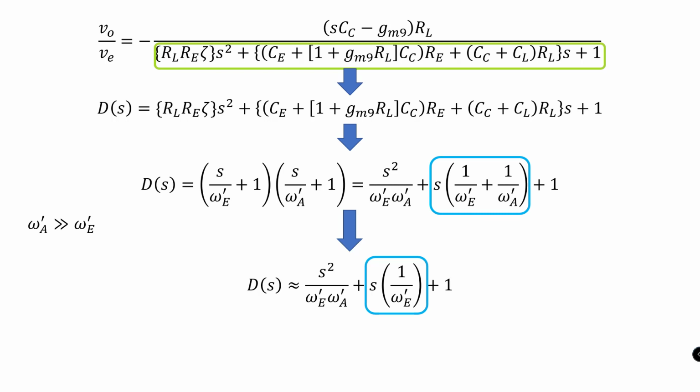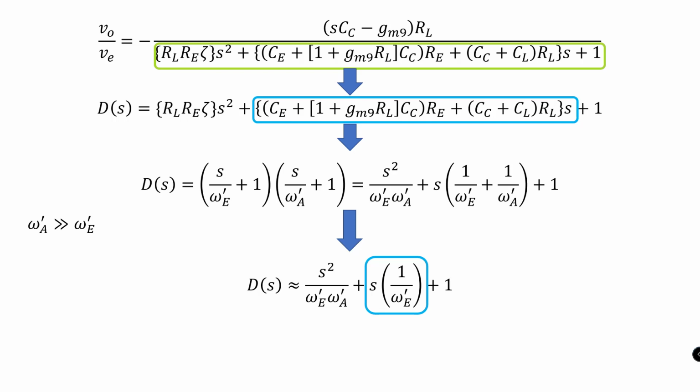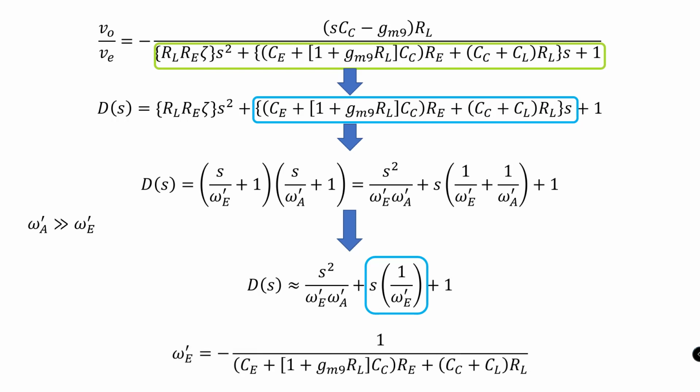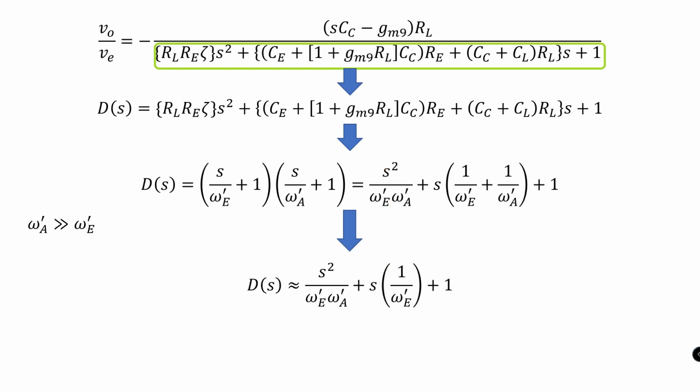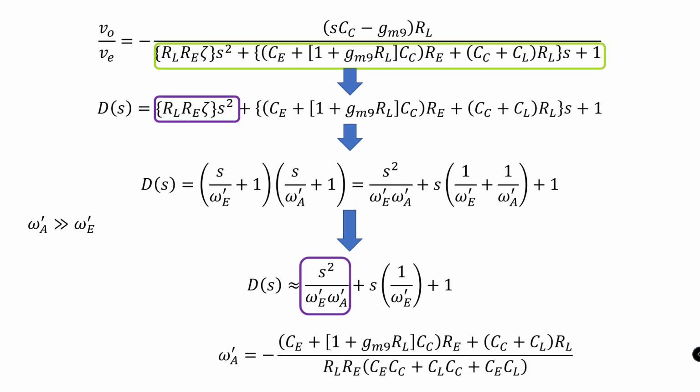Now, comparing this s coefficient with the original s coefficient term, one would end up having the omega E prime expression to be the s coefficient term of the original D(s) expression. Now, having found this omega E prime expression, next let us compare the s square coefficient with the s square coefficient of the original D(s) expression. As a result, one can express the omega A prime to be as follows.